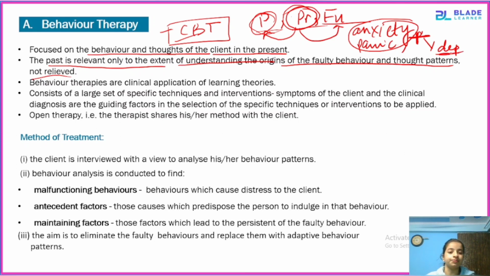So that is it. Anyway, behavior therapy is a clinical application of learning theories, and consists of a large set of specific techniques and intervention systems. Symptoms of the client and the clinical diagnosis are guiding factors in the selection of specific techniques or interventions to be applied. Now, if you look at it, there are words such as symptom and intervention. Now, what are we talking about? Intervention. Let's cut it down to it.